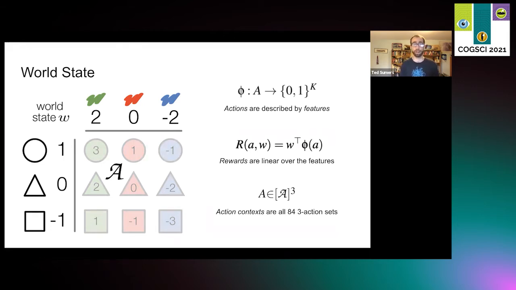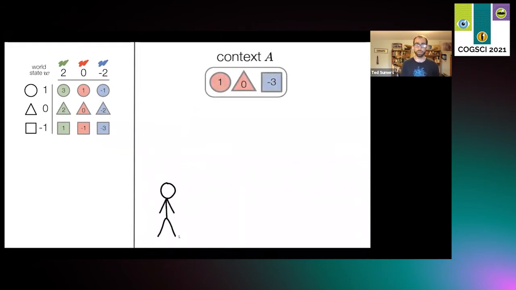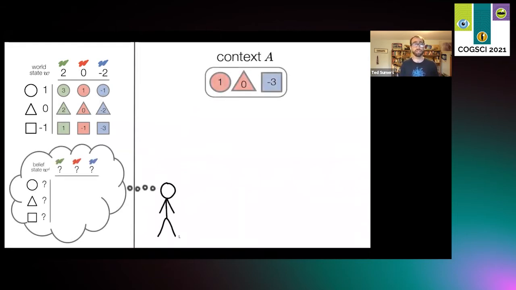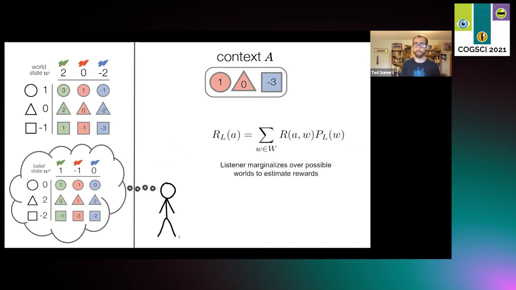So next, I'll walk through one round of gameplay. So our learner agent, as I said earlier, is faced with some action context A, and they have some beliefs about the value of each individual feature. These beliefs in turn determine their beliefs about the value of any individual action. And so they naturally have some beliefs about the specific actions that they face in this context. They then choose an action or develop a policy pi with respect to those beliefs. Again, formally, the listener actually marginalizes over all possible worlds to estimate rewards, and then we model them as a noisy rational agent with respect to those beliefs.